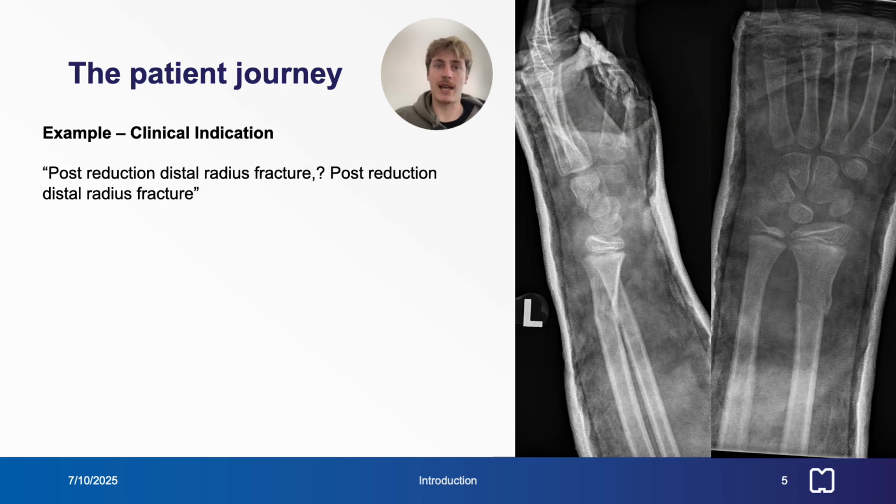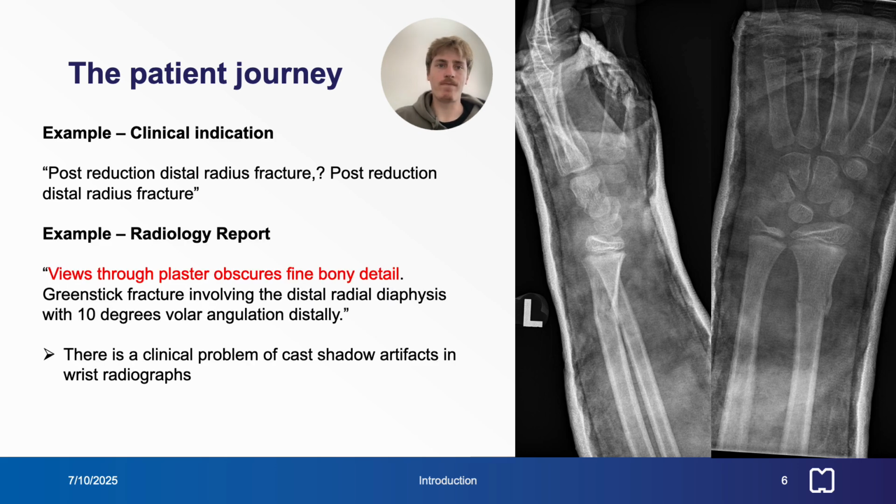So, the patient has had their fracture reduced and a cast applied to immobilize their wrist. And about 3 to 4 weeks later, follow-up imaging is performed to check on the patient's healing. Here, the radiology report noted that views through the plaster obscure fine bony detail. And this is something which is typically noted in these radiology reports.